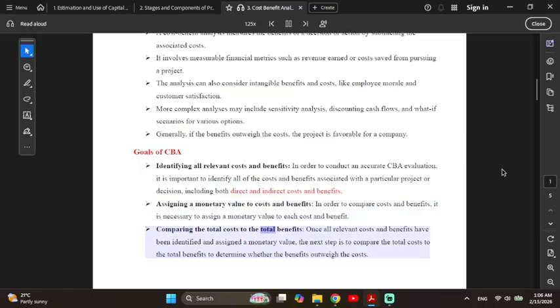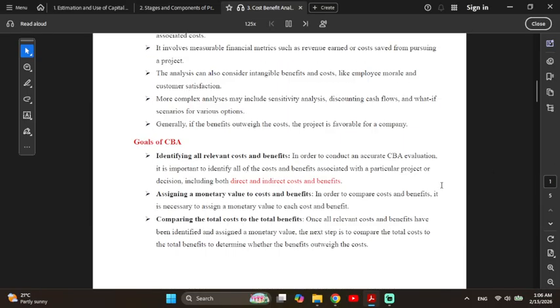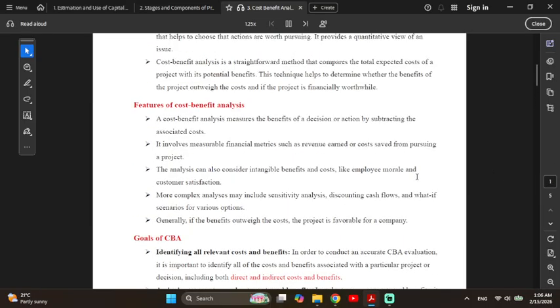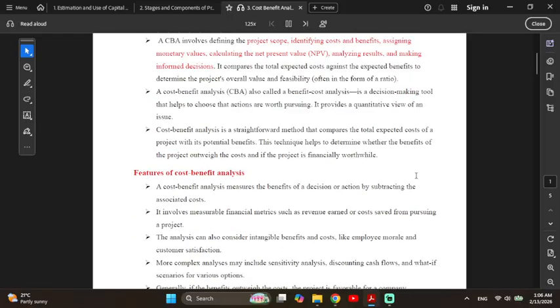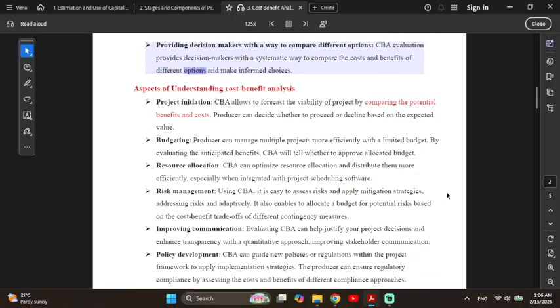Comparing the total costs to the total benefits. Once all relevant costs and benefits have been identified and assigned a monetary value, the next step is to compare the total costs to the total benefits to determine whether the benefits outweigh the costs. Providing decision-makers with a way to compare different options. CBA evaluation provides decision-makers with a systematic way to compare the costs and benefits of different options and make informed choices. Aspects of understanding cost-benefit analysis.